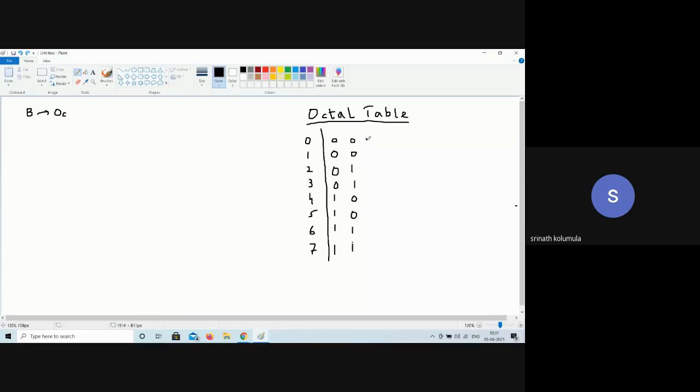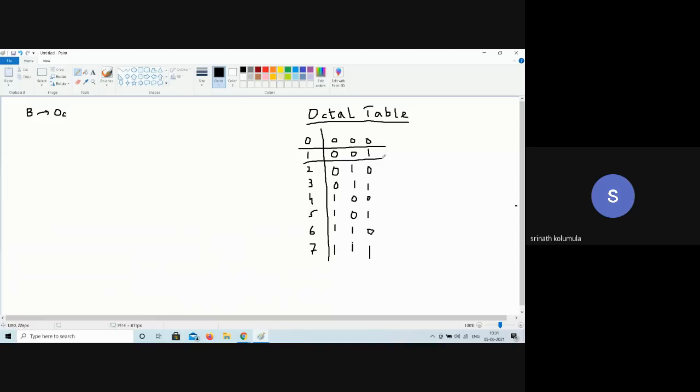So this will be 0, this will be 1, this will be 0, this will be 1, this will be 0, this will be 1, this will be 0, and this will be 1. So this is what is called your octal table.